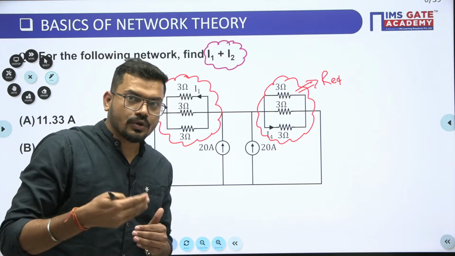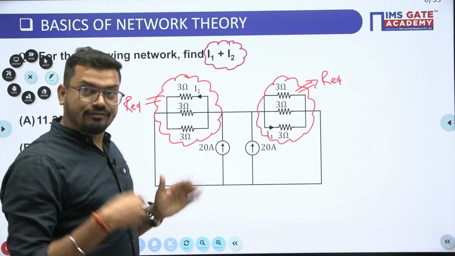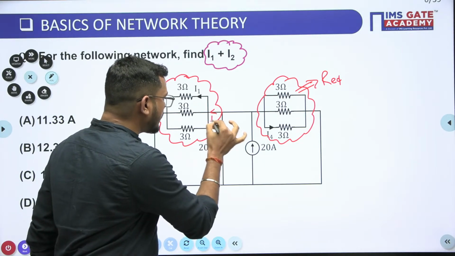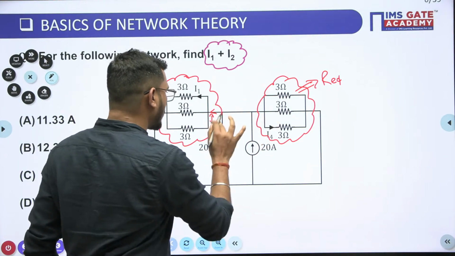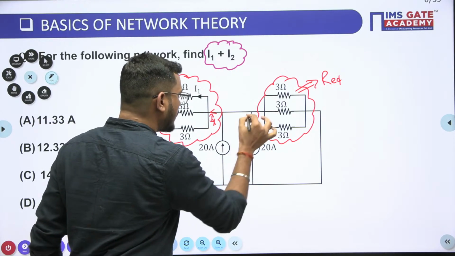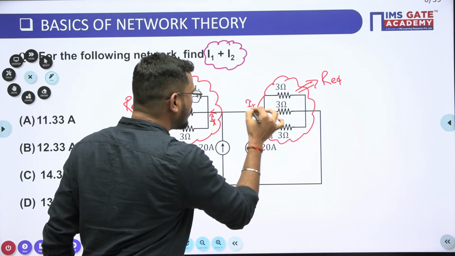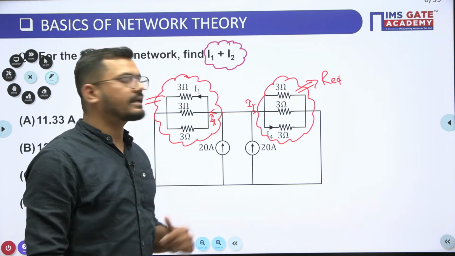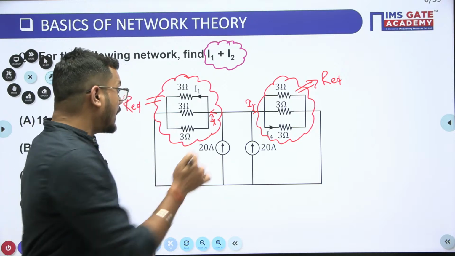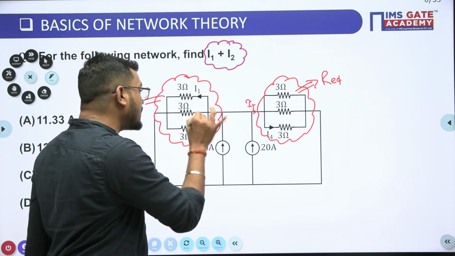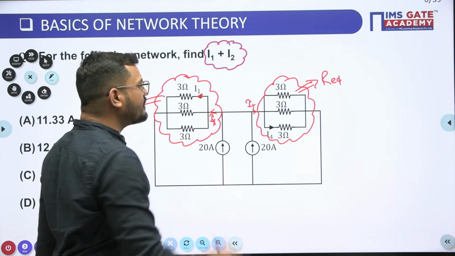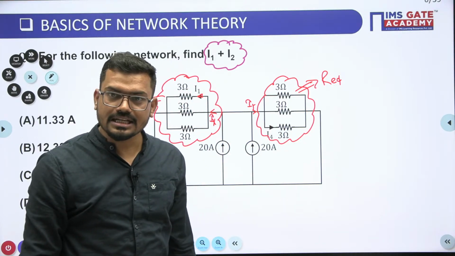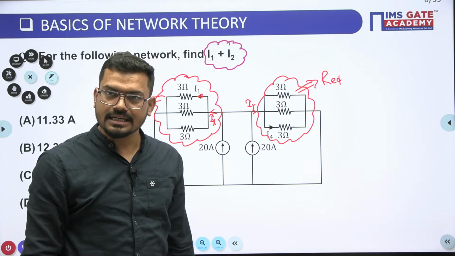Because if you find the value of R equivalent, then you know the value of this current. Suppose this is not I1, I'm just considering this is Ix, and this current is Iy, because we have to calculate only I1 and I2. Then if you know the value of Ix, by current division we can find the value of I1 and I2. Is it clear, Rohit? Yes or no?